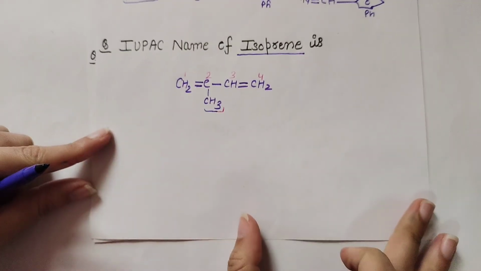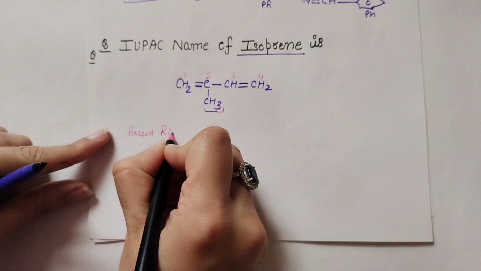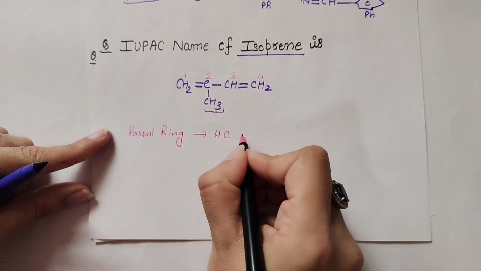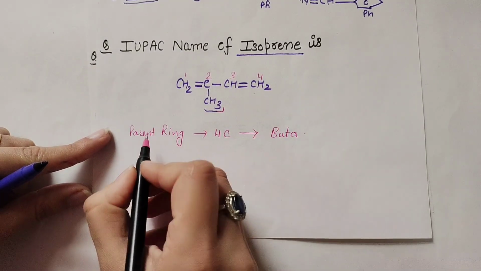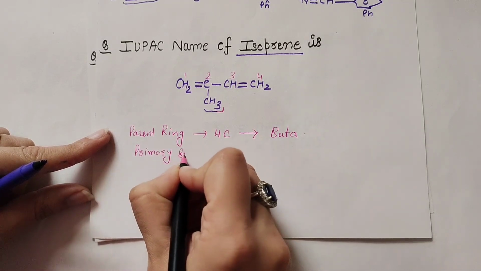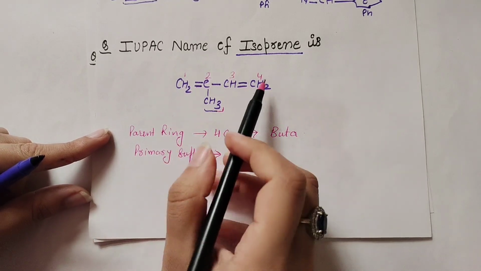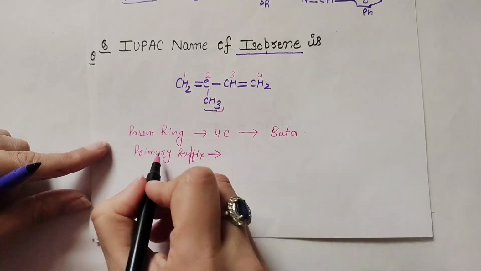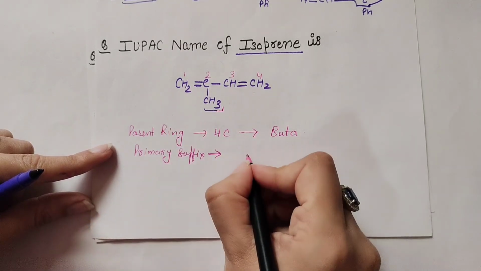For that we should know certain things, that is, the parent chain. The parent chain is this. It is of 4 carbon atoms, and for 4 carbon atoms there will be but-. There will be but- associated with it. And there will be the primary suffix, and it denotes the saturation or unsaturation in a molecule, that means double bond or single bond. That means there are 2 double bonds, so ene will be used.